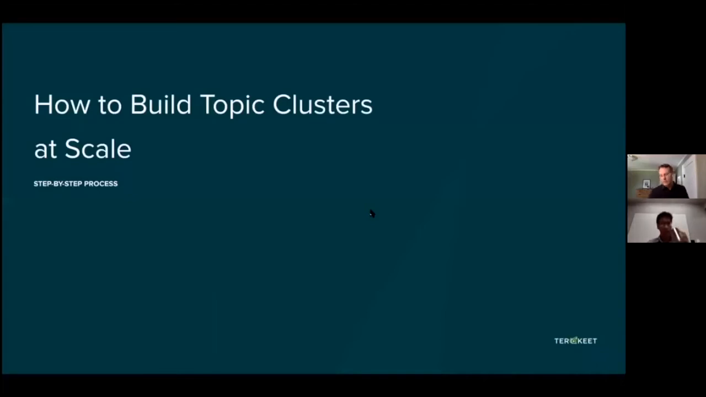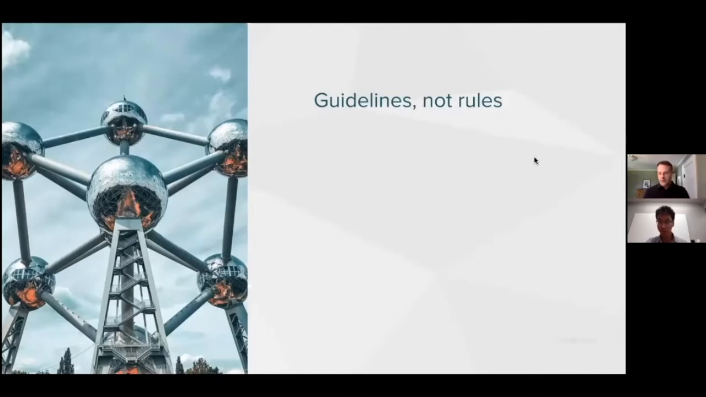Now let's talk a little bit more about the concept of building topic clusters in general. First and foremost, I think about them as guidelines, not rules. Like we've already talked about, you don't need to do all these different things to build a topic cluster. You have this general framework that's almost like a fractal that you can zoom in and out of, and you can use it for individual posts, for pillar pages, for entire categories.